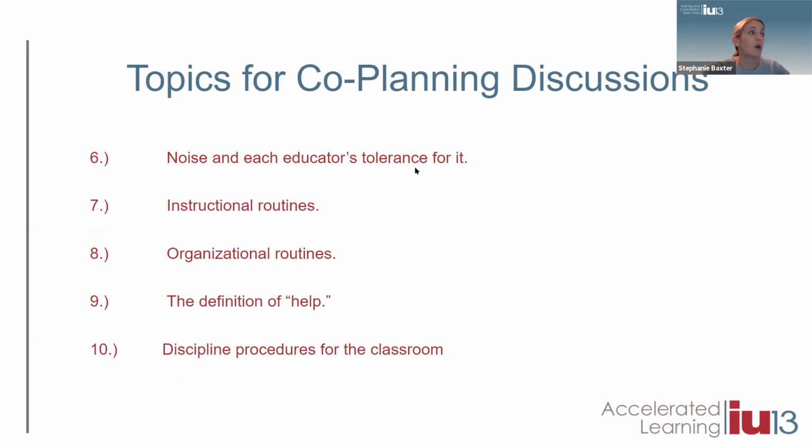Instructional routines. Where's homework going to get handed in? What is the tolerance for due dates on things? Organizational routines. A type A person is going to have a hard time planning with a type B person. So you've got to make that a healthy marriage, because co-teaching relationships can sometimes get separated or end up in divorce. And that's just the reality of it.